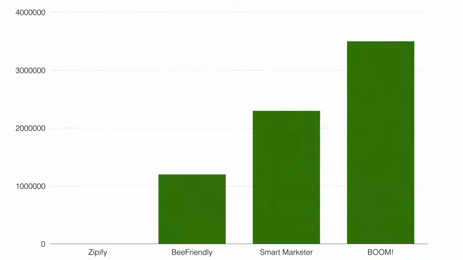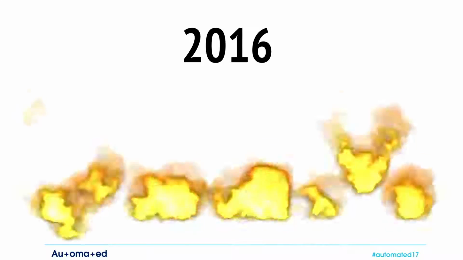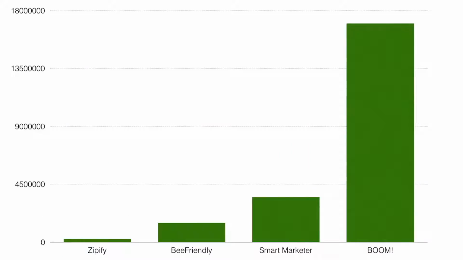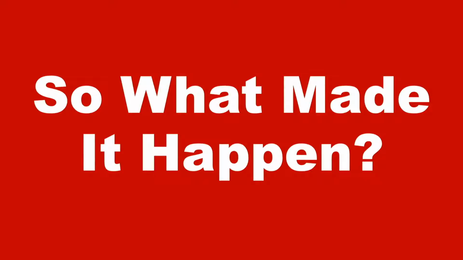We did $7 million in 2015, and this was the breakdown. Our Be Friendly skincare brand did about 1.2. Smart Marketer, our information publishing brand, did about 2.2, and Boom did around 3. And then in 2016, we did a total of $22 million in revenue across all of our brands, with the breakdown being our new app company, Zipify, made a couple $100,000, brand new. Be Friendly grew by about 40%. Smart Marketer grew by about 50%, and Boom grew by like 6x. And so the question is, what made that happen? How did we actually do that?